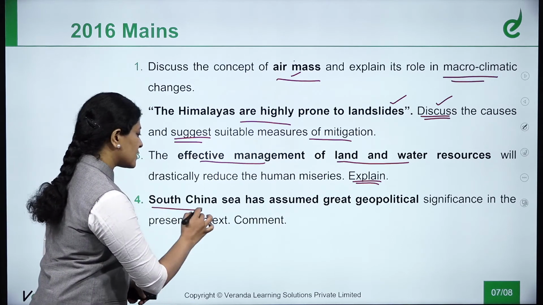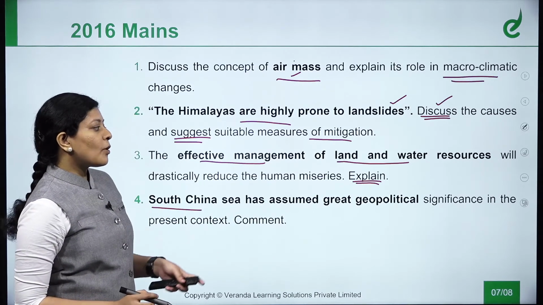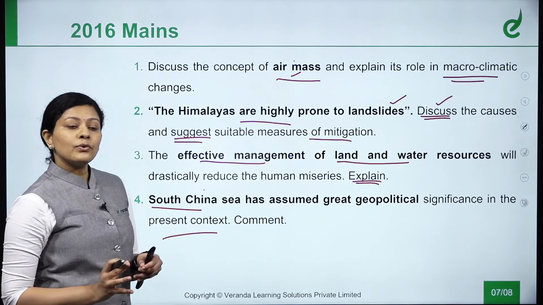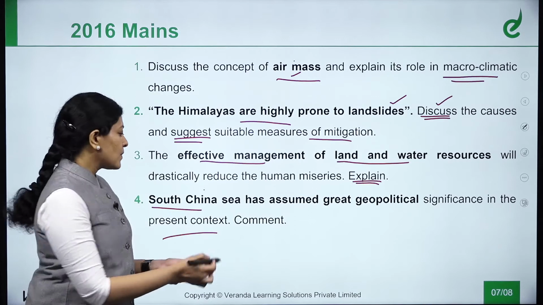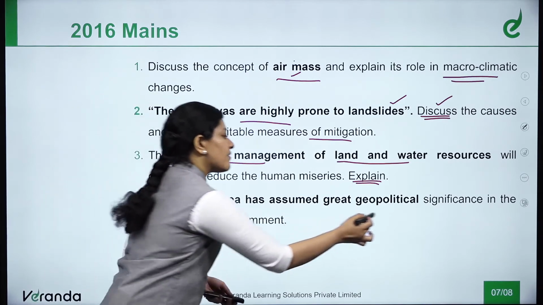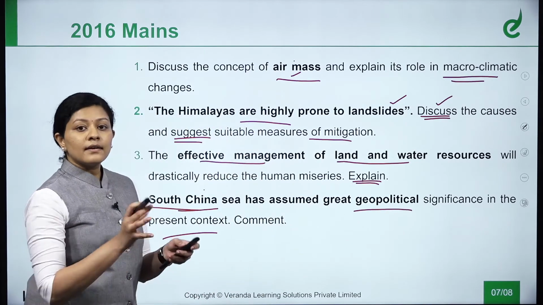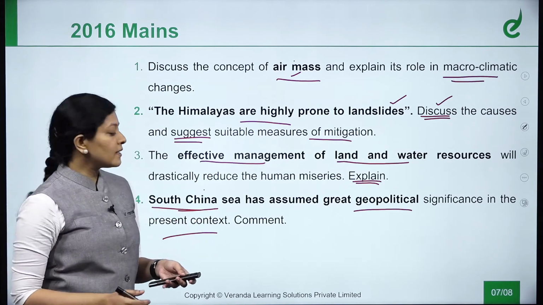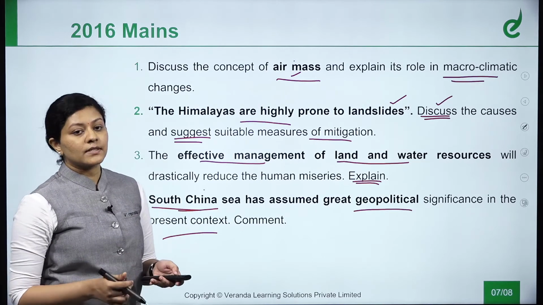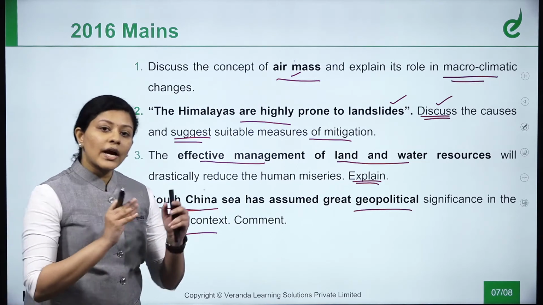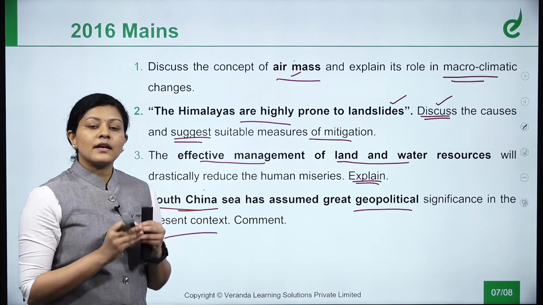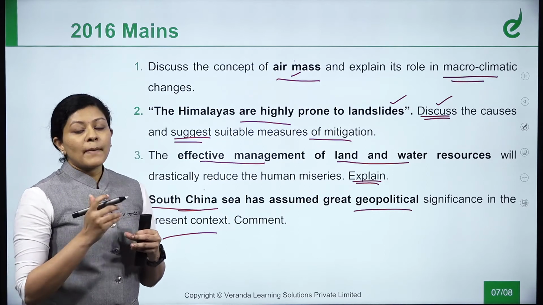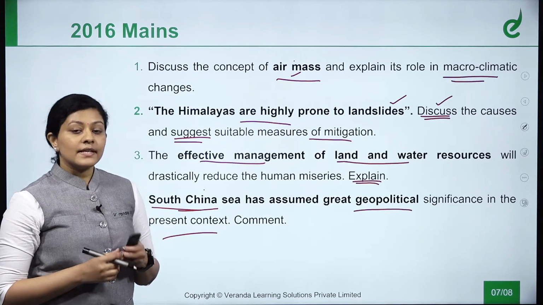And here the South China Sea has assumed great geopolitical significance in the present context. This can be a question with regard to international relations as well as geography. How the geography of the region is affecting the geopolitical significance of the particular area. So this is how you're supposed to link topics along with the subjects. So we have a rough idea about how to identify the keywords and revolve your answer along with those keywords, and wherever possible you're supposed to draw maps and also schematic diagrams if necessary.